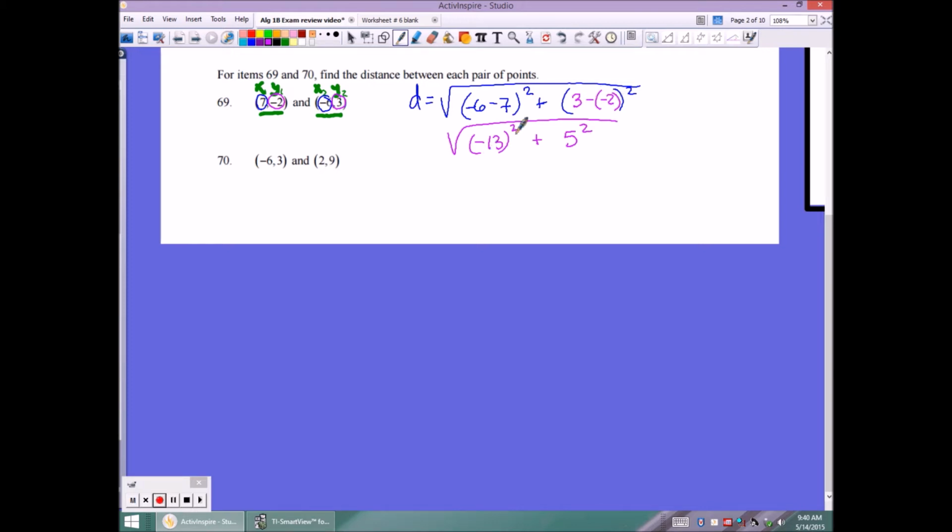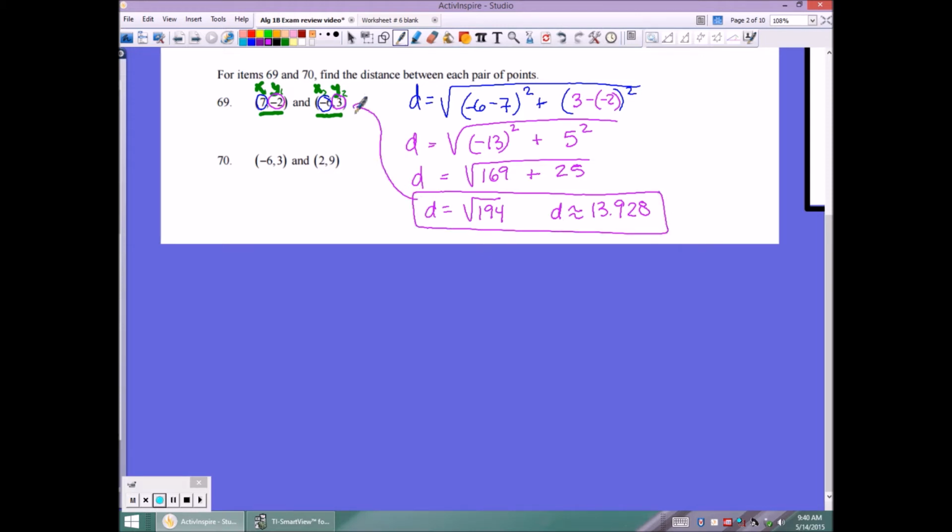13 squared is 169. We just figured that out a minute ago. Plus 5 squared is 25. And we still have the square root. We're still equal to the distance. Let's add those up. And we get the square root of 194. So that is our exact answer, and if we type it into our calculator, we will get that the distance is about 13.928. So that would be the answer for this one right here.